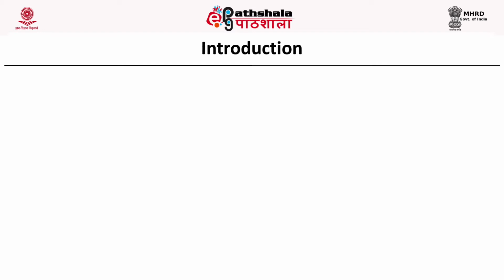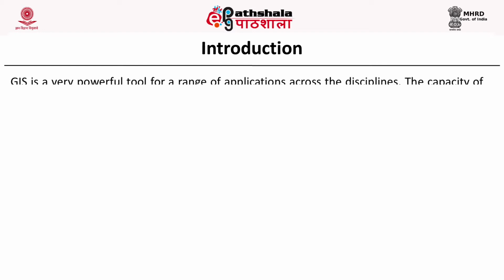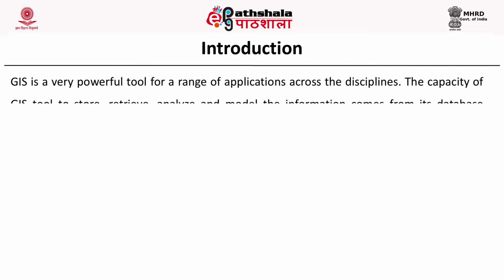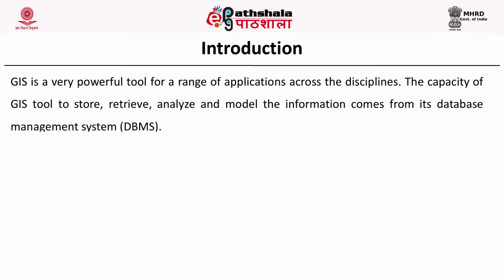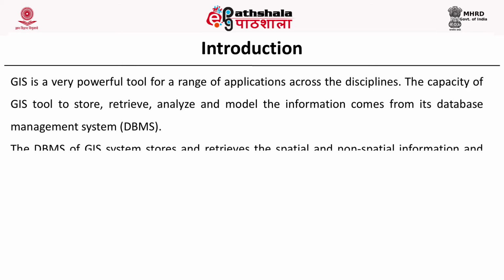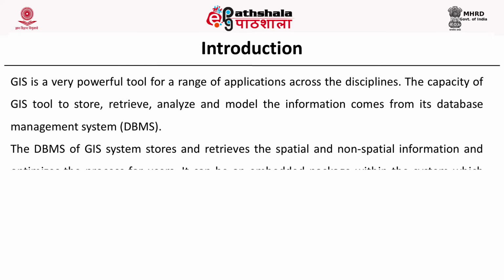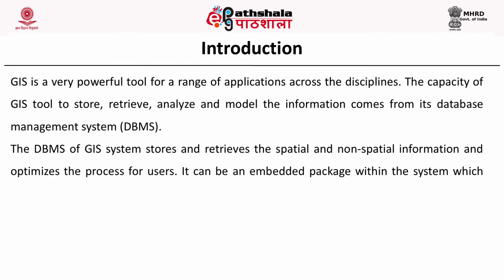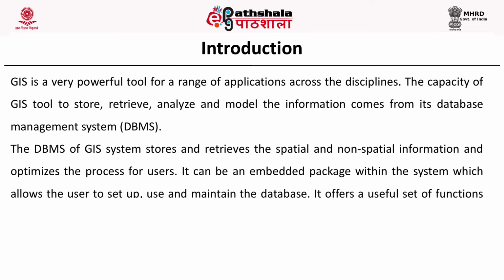As you all know, GIS is a very powerful tool for a range of applications across the disciplines. The capacity of GIS to store, retrieve, analyze and model the information, especially the spatial information, comes from its database management system. The database management system, which we call DBMS, of a GIS system stores and retrieves the spatial and non-spatial information, which we call attribute data, and it optimizes these processes for the users.